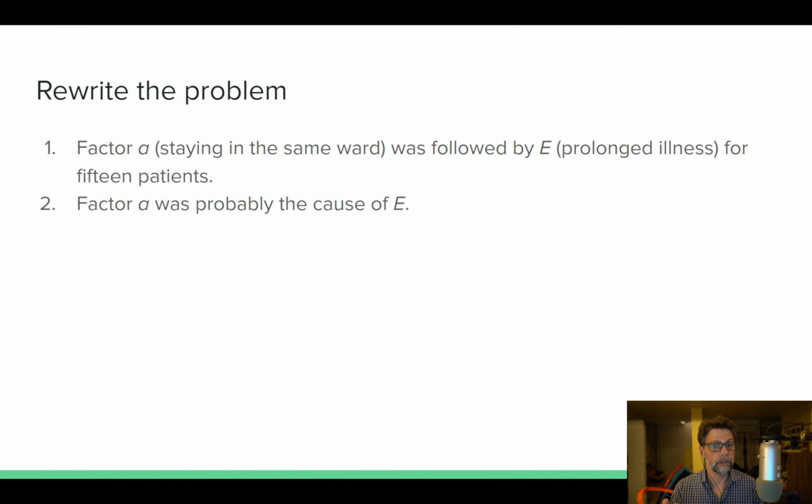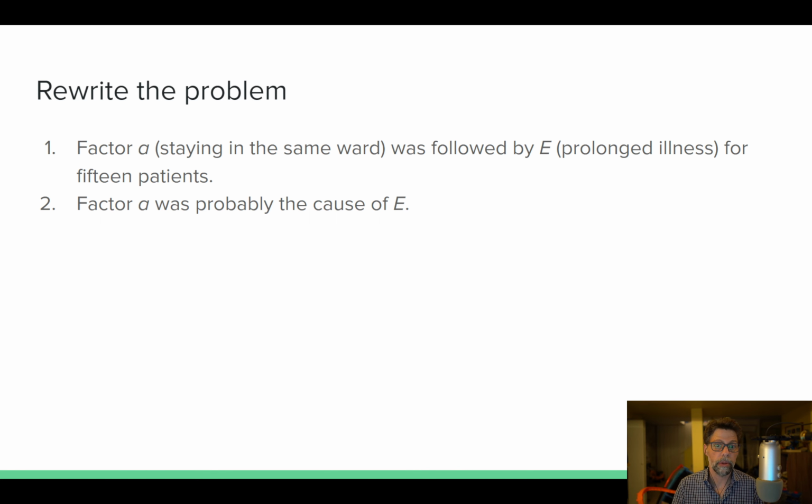So our conclusion is number 2 in this case. Factor A, staying in the same ward, different from the ward as the other patients, was probably the cause of E, which in this case is prolonged illness. And our premise was factor A, staying in the same ward, was followed by the prolonged illness, so that those patients couldn't be released for another 2 weeks. So if we rewrite the problem, it looks like this. Factor A was followed by E for 15 patients.